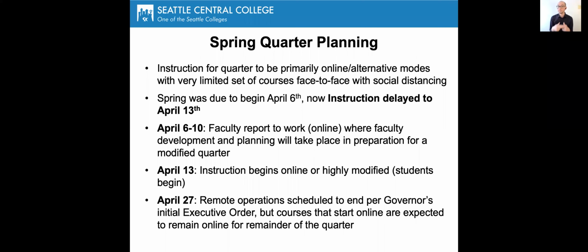So for spring quarter, because we have this April 27th timeline where we really cannot have a lot of in-person engagement, we have made the decision that spring quarter will be primarily online or alternative modes, with a very, very limited set of courses offering face-to-face instruction. And even then, they must do it with social distancing. When I say very few, there are basically only 4 programs right now that will be offering any face-to-face before April 27th. And after April 27th, we will see how that goes.